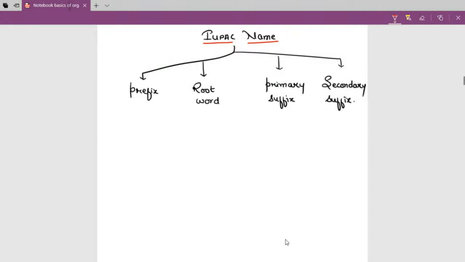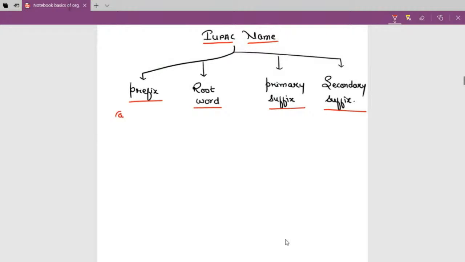At the end of IUPAC nomenclature, I'll give you the source of an assignment which you could use as a defined source to practice IUPAC nomenclature. Till then, write the rules and study the rules that I'm discussing with you. So an IUPAC name basically has broadly four parts: the prefix, the root word, the primary suffix, and the secondary suffix. Now, what is this whole thing?